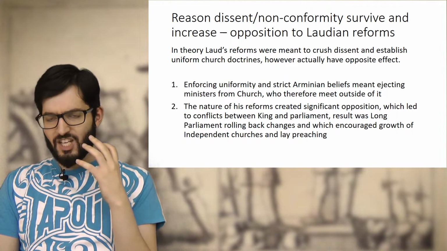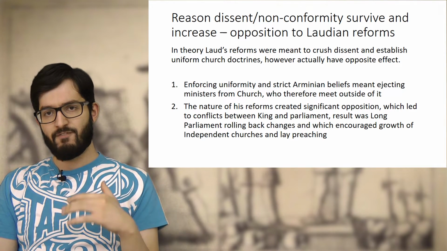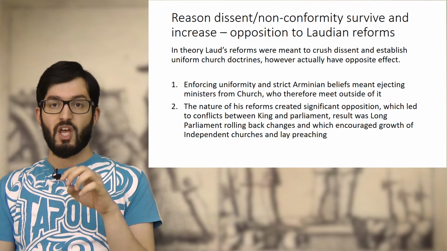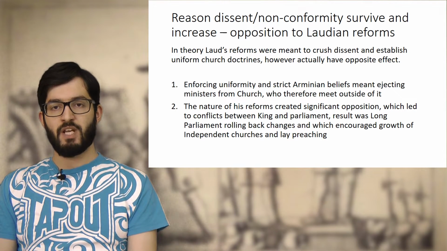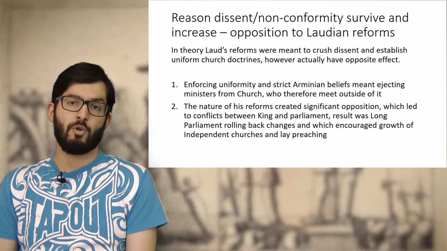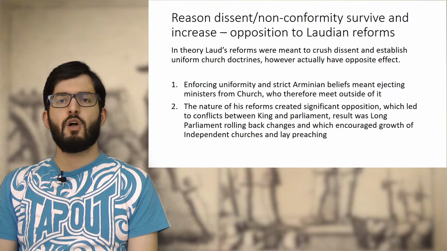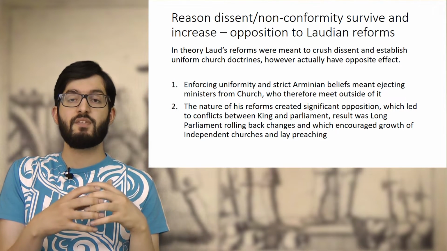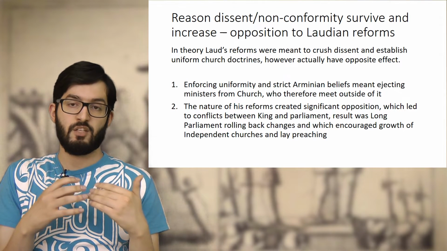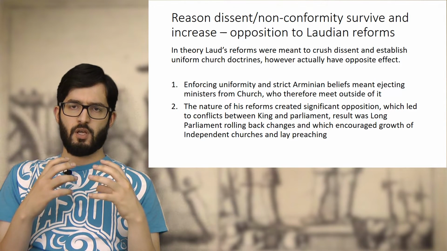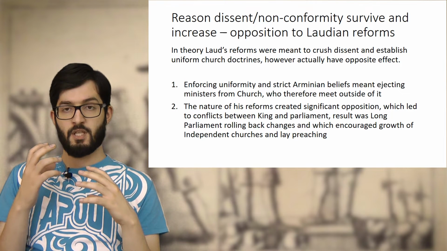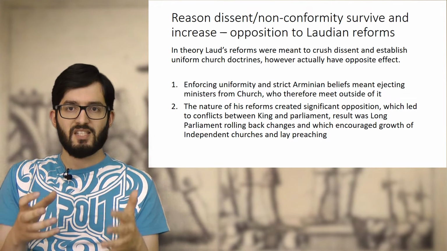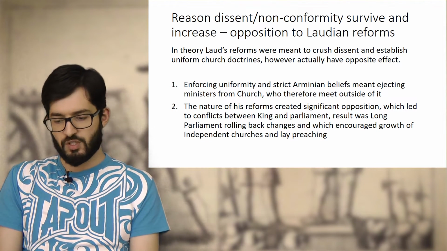In trying to enforce uniformity in very strict Anglican beliefs, Laud and his bunch ended up ejecting a range of ministers from the church who were previously quite moderate Puritan ministers. As a result, those ministers didn't suddenly decide they no longer adhered to their beliefs. They began to meet outside of the church. So in ejecting all these ministers who refused to conform to Laud's reforms, they subsequently increased dissent, because these people became nonconformists as a result.